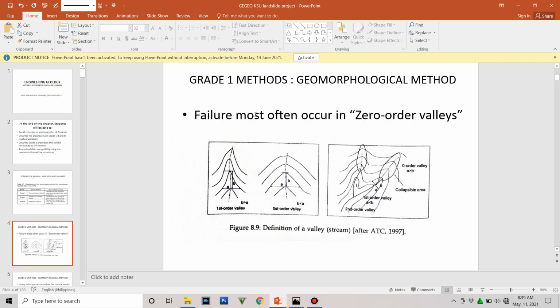Now moving on to grade 1 methods. This is the geomorphological method. So the attributes are physical. Okay, so when we say physical, the shape, the angle, the cross section, and etc.